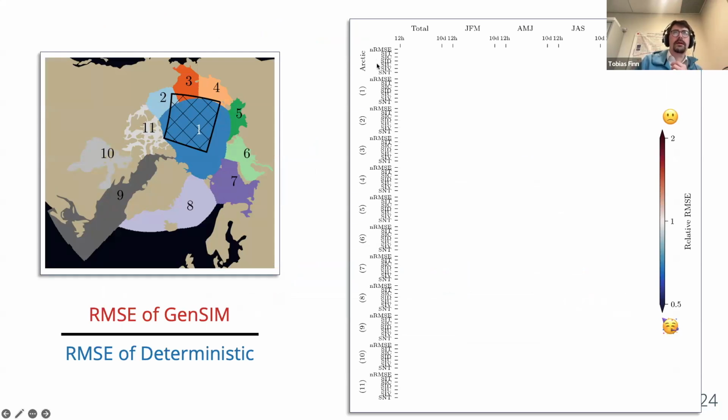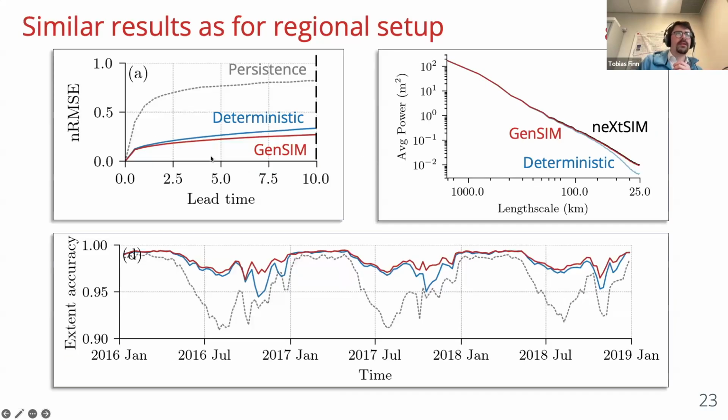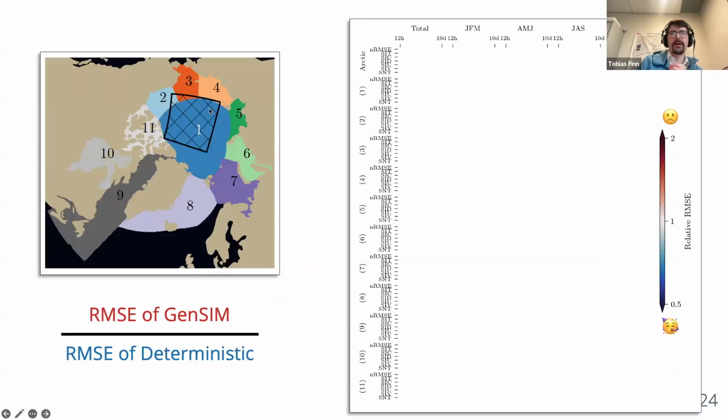And then what we can also do is look into our scorecard. So here I basically split the root mean squared error up into different variables. I split it up into different regions, numbered here from 1 to 11, and then into different seasons. So January, February, March, April, May, June, and so on.